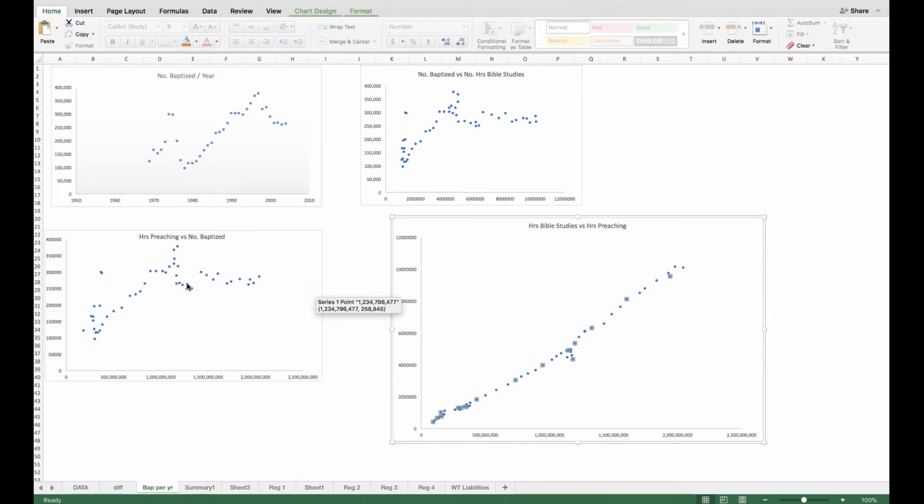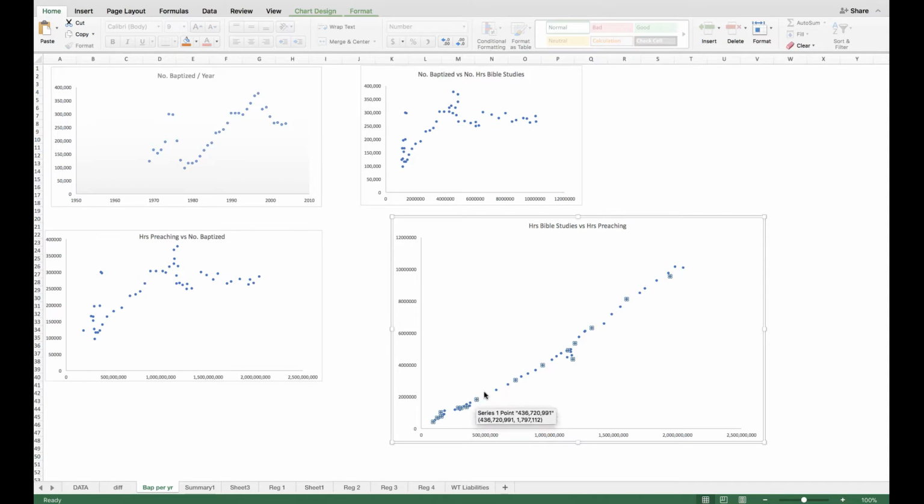And this represents a tremendous increase by over a billion hours from here to here, and yet the number of baptisms is flat. So there's no correlation whatsoever.